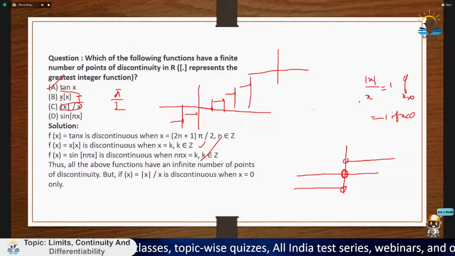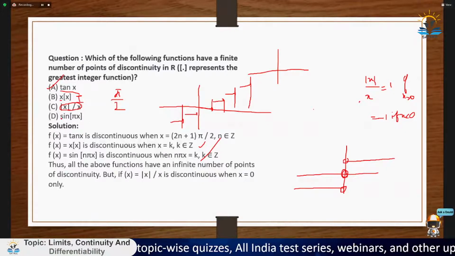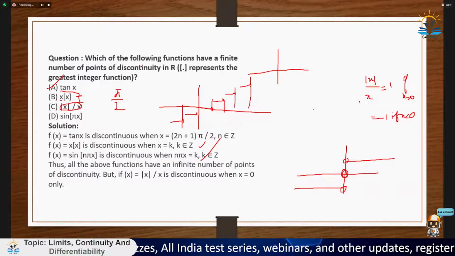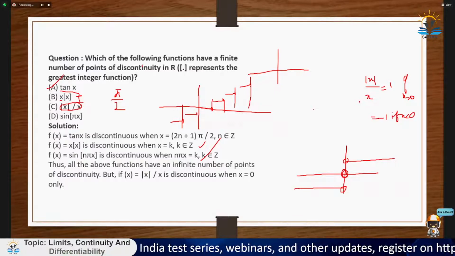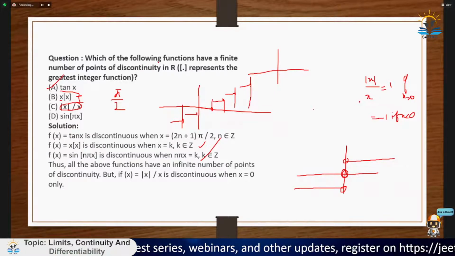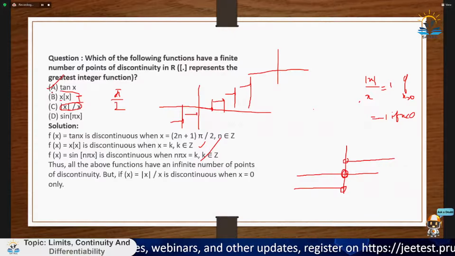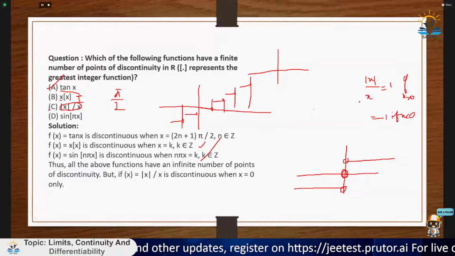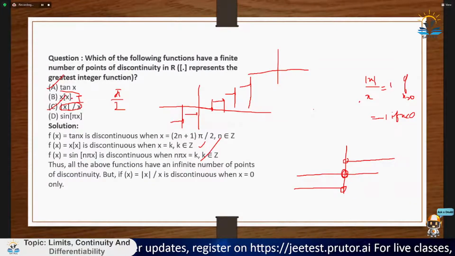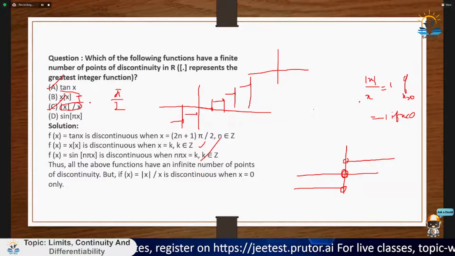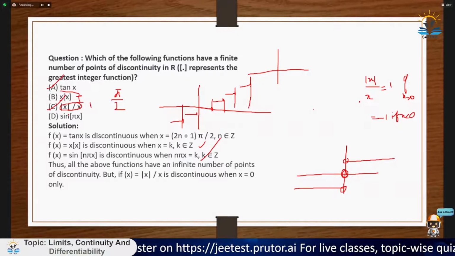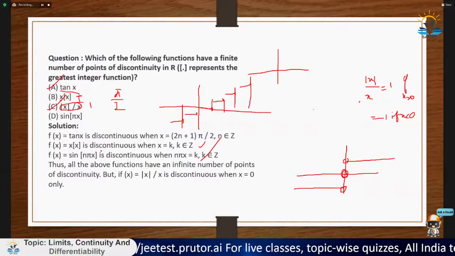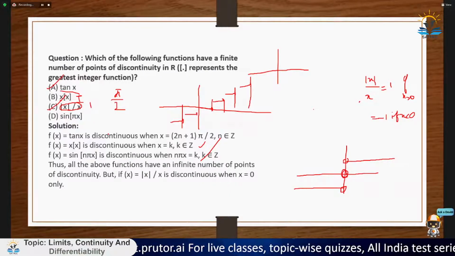So all my options A, B, and D are discontinuous at an infinite number of points, but my option C is discontinuous only at x equal to 0, and this is what is asked in my question. They are asking which of A, B, C, D is the function in which the points of discontinuity are finite. So only option C has a finite number of points of discontinuity, which is only one, x equal to 0. All others have an infinite number of points of discontinuity. That's why option C is my right answer.